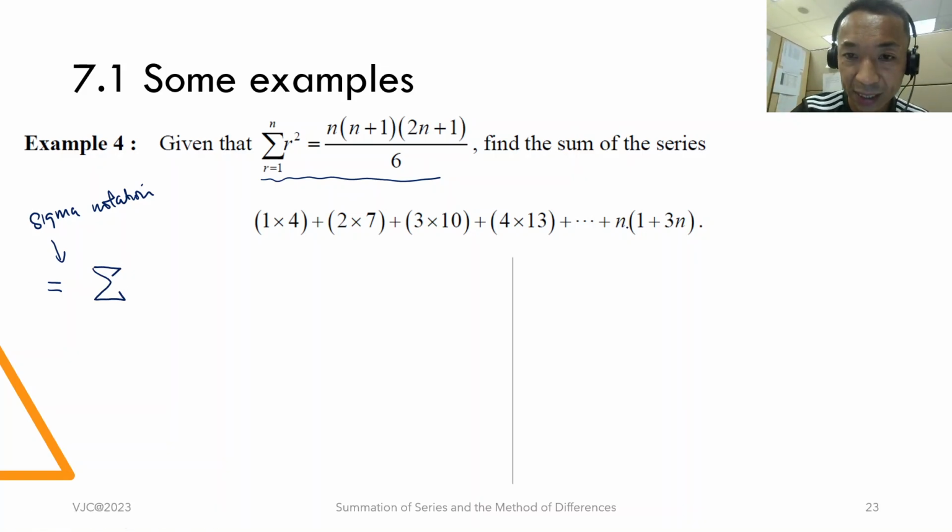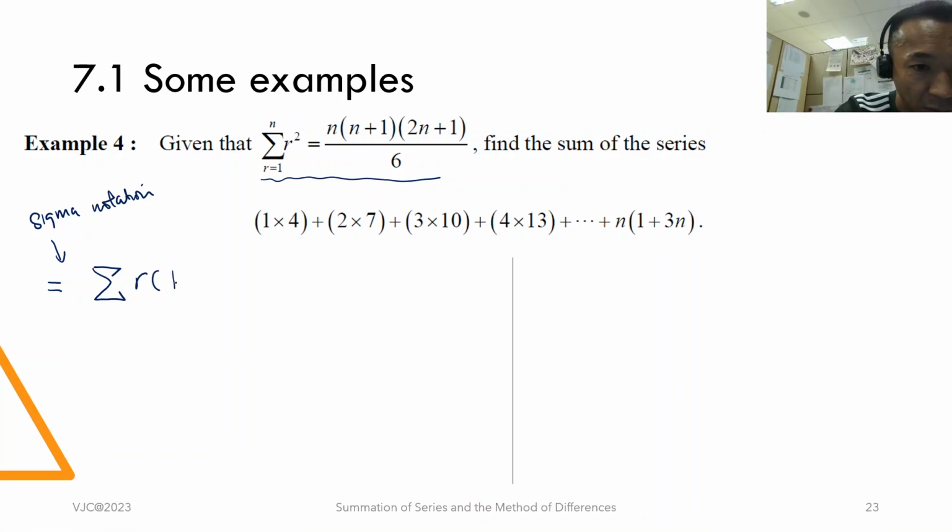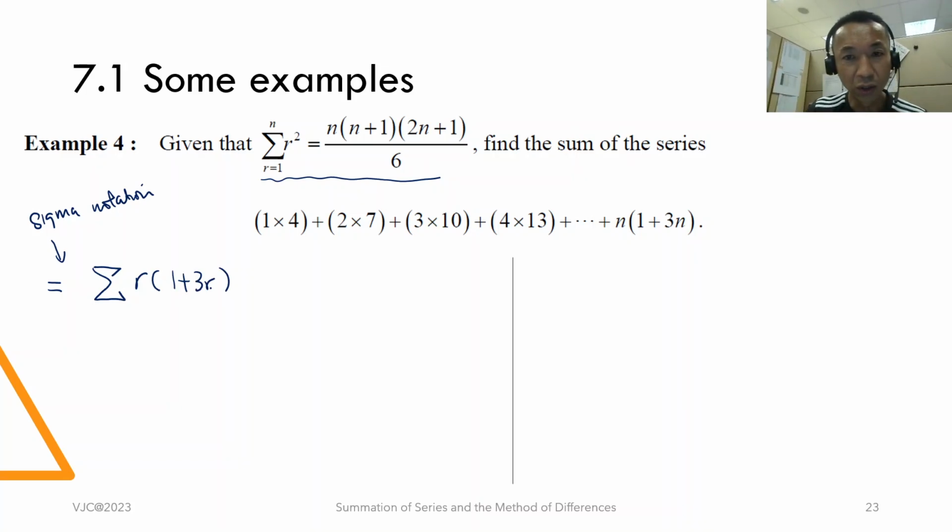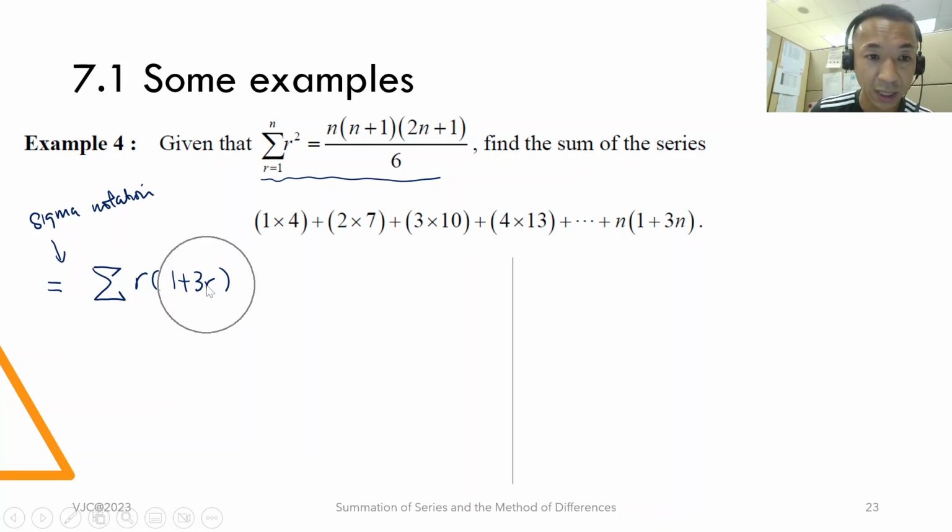It is actually quite hard for us to write the general expression just by observing the terms like that. But you can get a very good clue of the general expression by looking at the last term. So if I write r(1 plus 3r) here, it wouldn't go very wrong, honestly. Let's try. If you start off with r equals 1, then you will get 1 times 4, which is correct. Start r equals 2, you get 2 times 7, which is correct. I think we're on the right track.